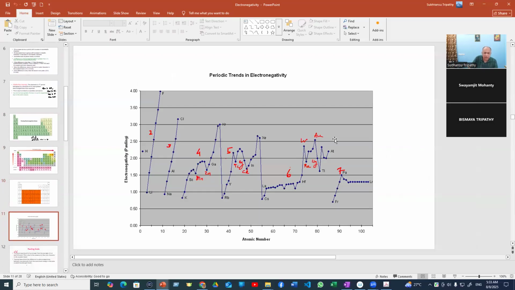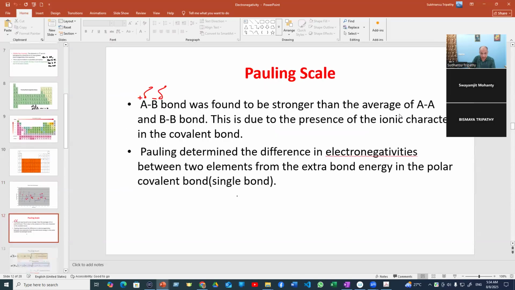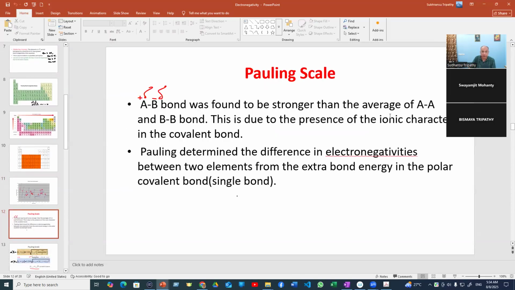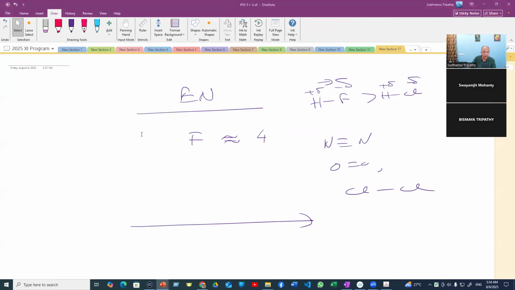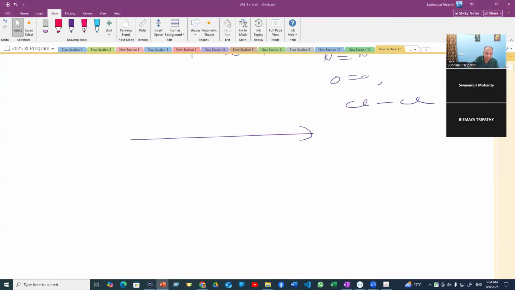Now, we have also seen how it goes on increasing, and then suddenly, because neon has no data, it suddenly becomes the lowest, and the next alkali metal is a little lower than the previous alkali metal. These things we know, we have discussed. Now we shall be doing how to determine the electronegativity, determination of electronegativity.